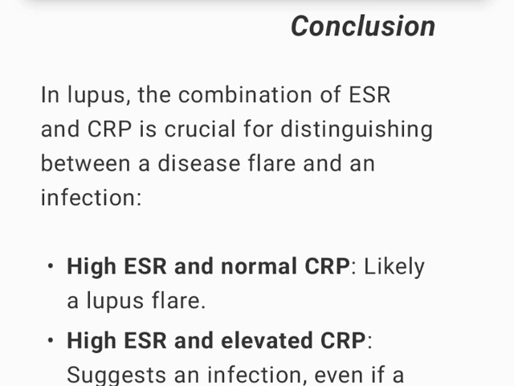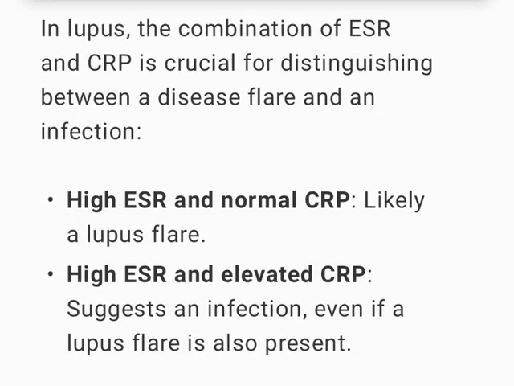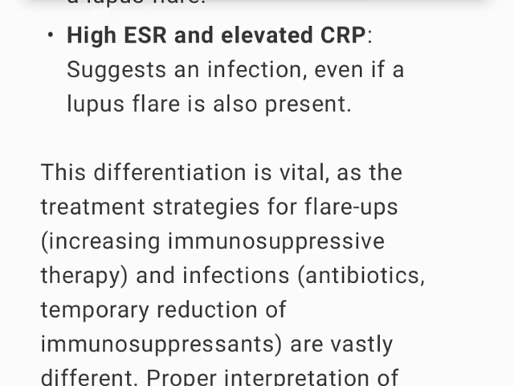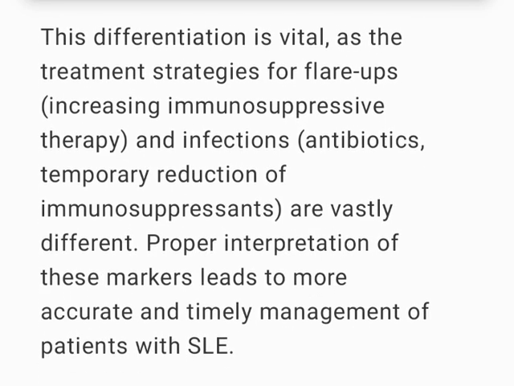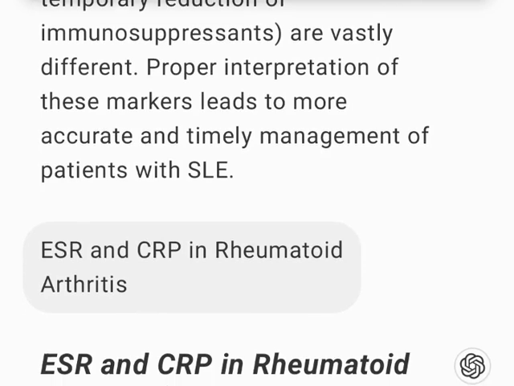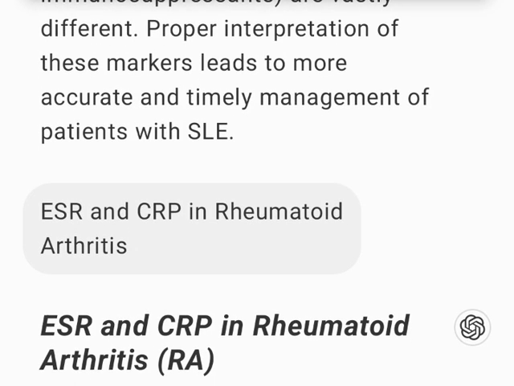Conclusion. In lupus, the combination of ESR and CRP is crucial for distinguishing between a disease flare and an infection. High ESR and normal CRP, likely a lupus flare. High ESR and elevated CRP suggests an infection, even if a lupus flare is also present. This differentiation is vital, as the treatment strategies for flare-ups, increasing immunosuppressive therapy, and infections, antibiotics, temporary reduction of immunosuppressants, are vastly different. Proper interpretation of these markers leads to more accurate and timely management of patients with SLE.